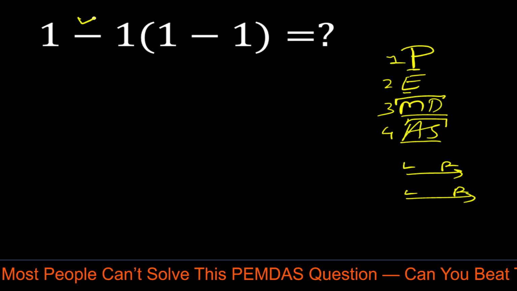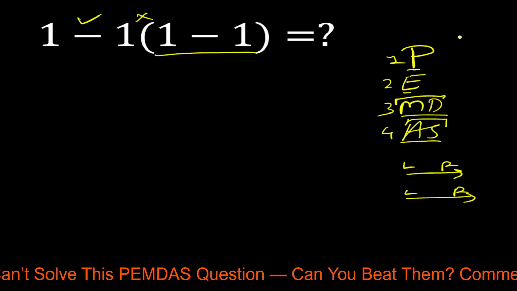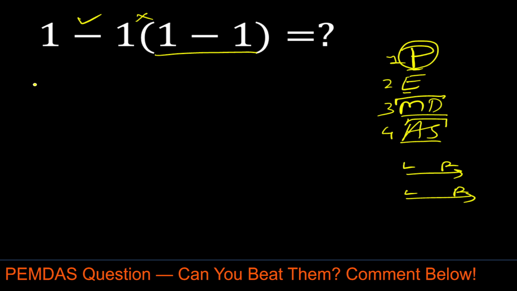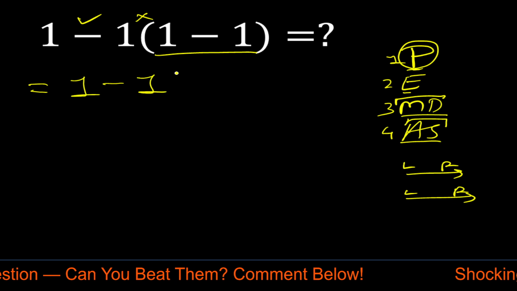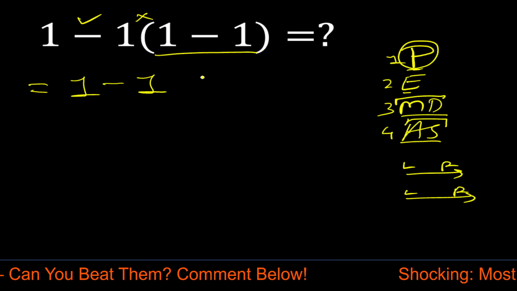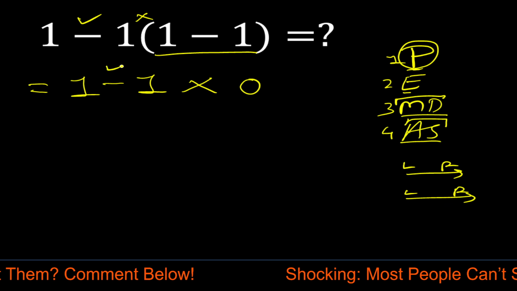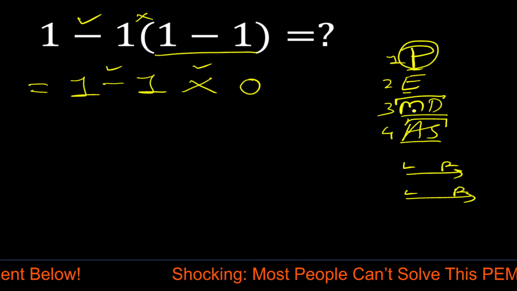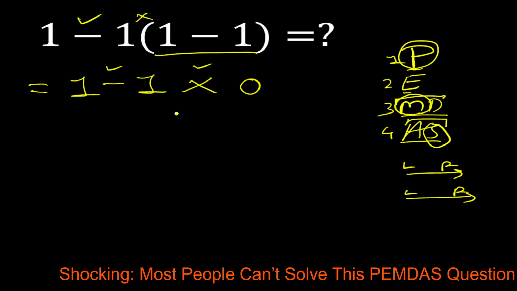So in this question, here we have subtraction, here multiplication, and here we have one parenthesis, right? So according to the PEMDAS rule, first we have to solve the parenthesis. So now 1 minus 1. Now solve this parenthesis. 1 minus 1 is equal to 0. So times 0, right? Now here we have subtraction and here multiplication. So according to the PEMDAS rule, first we have to solve multiplication. Then we have to solve subtraction, right?